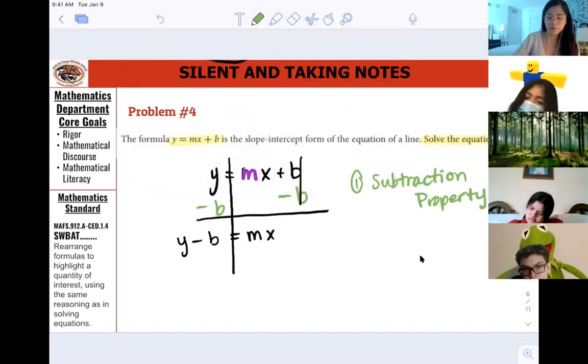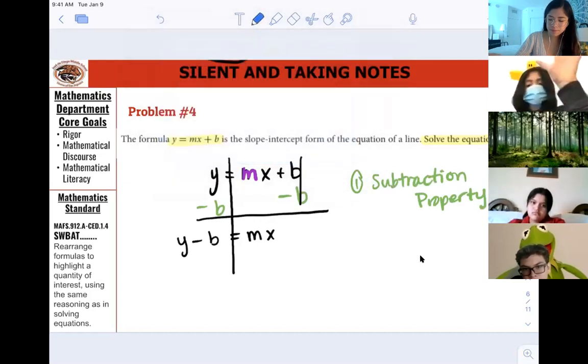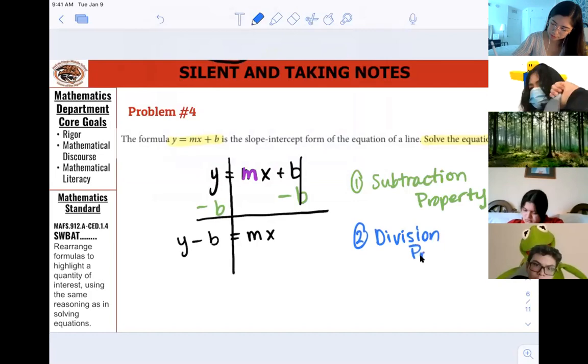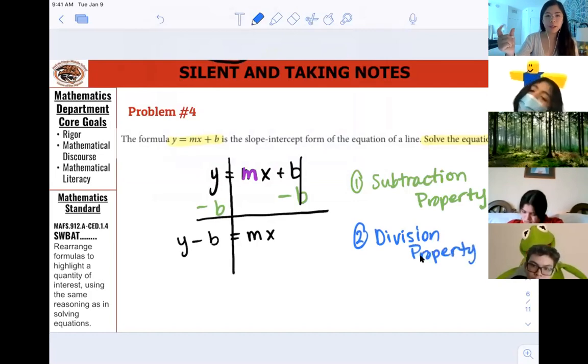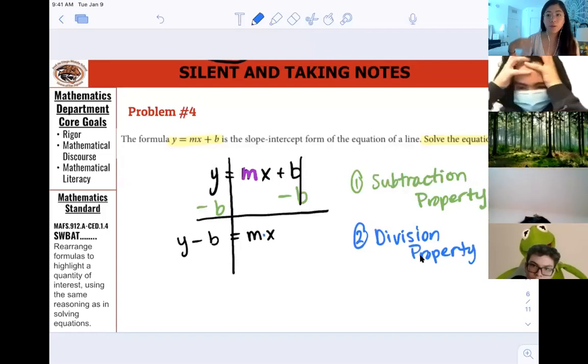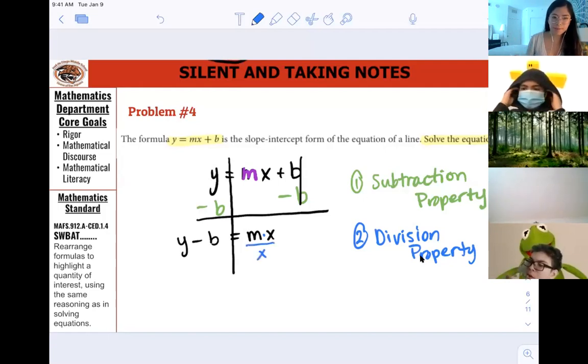And what would step 2 be? Division property. Good, you got it. We're going to divide because m and x are being held together by multiplication. This is technically m times x. So to get rid of the x, we're going to divide because that's the opposite. So I'm going to divide by x.